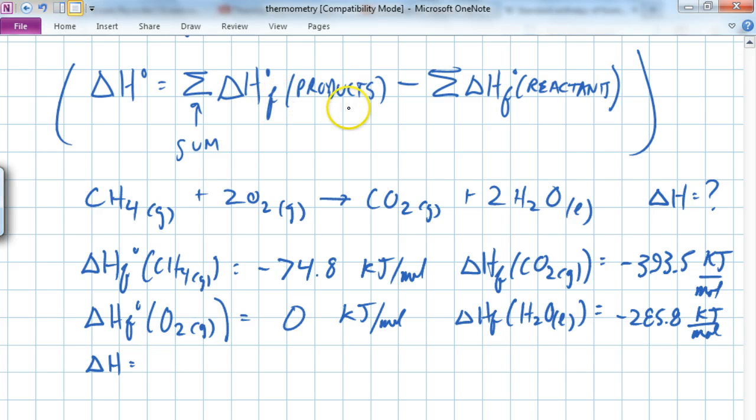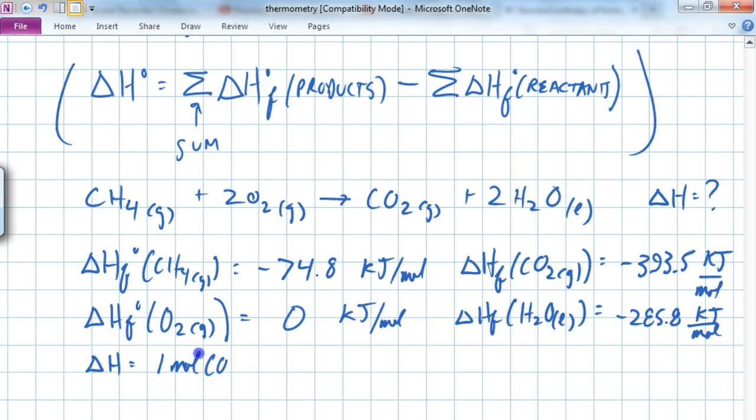Now, applying this information using the heat of formation equation here, it's the sum of the heats of formation of the products minus the sum of the heats of formation of the reactants. So what are the products? Well, it's 1 mole of CO2.